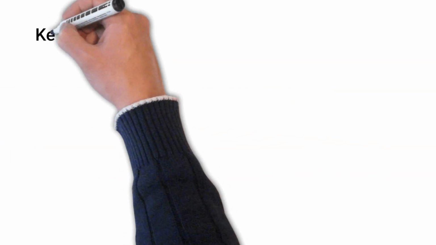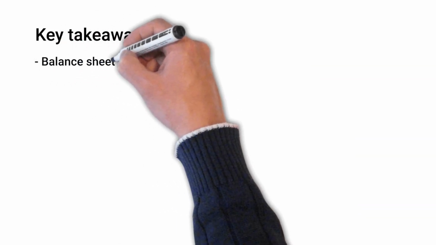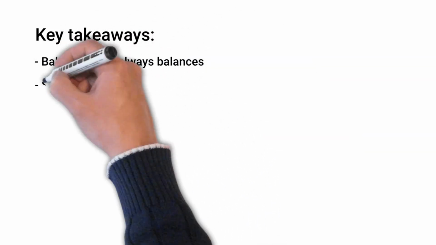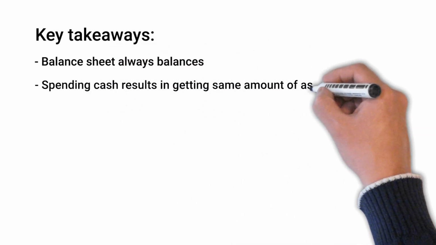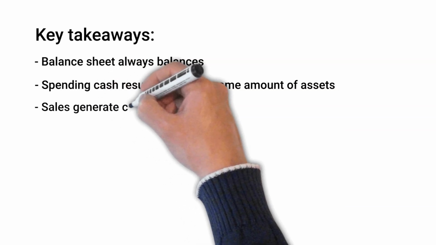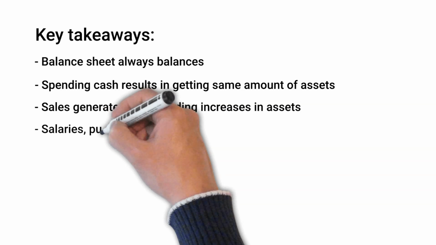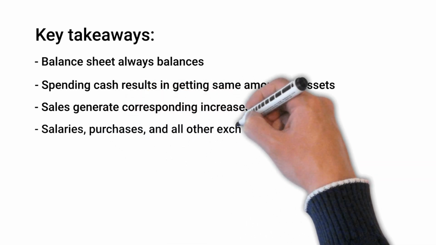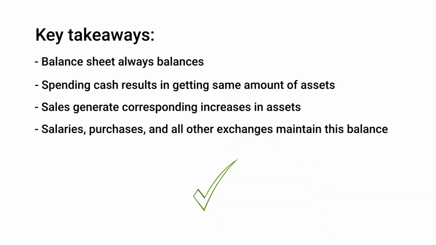Okay, time to ramp it up. What are our key takeaways? The balance sheet always balances. Spending cash results in getting same amount of assets. Sales generate corresponding increases in assets. Salaries, purchases, and all other exchanges maintain this balance. Understanding this flow of resources is critical for grasping the fundamentals of accounting. In future lessons, we'll dive deeper into how liabilities and profits impact the balance sheet.